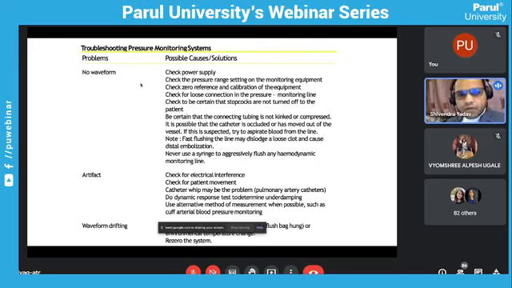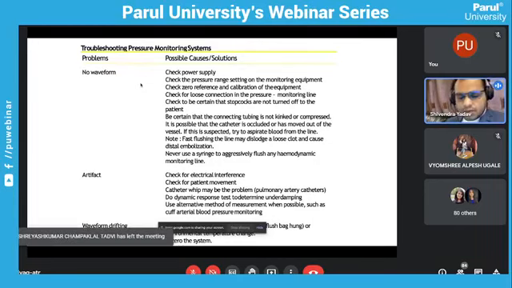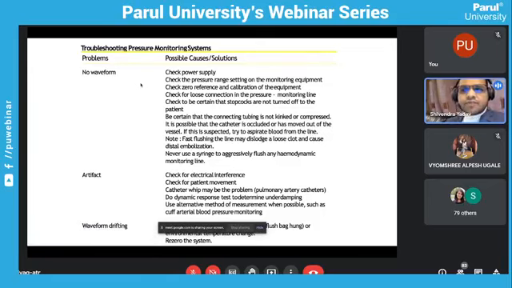Okay. So when you get no waveform on the monitor, these things have to be done step by step to see if you have troubleshot the problem. Okay. Then if you get an artifact during the recording, artifact means your pressure waveform is not very smooth. You are getting a lot of signal interference. Okay, then check for any electrical interference.